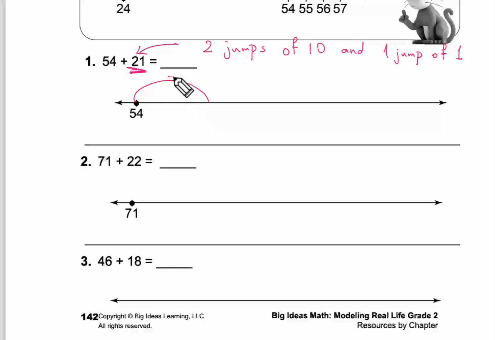So for the first jump, we land on... If I make plus 10 here, where should I land? 64. And this is the second jump of 10. So I land on 74. Then I make 1 jump of 1, so I land on 75. So the answer to the question is 75. Any problems?